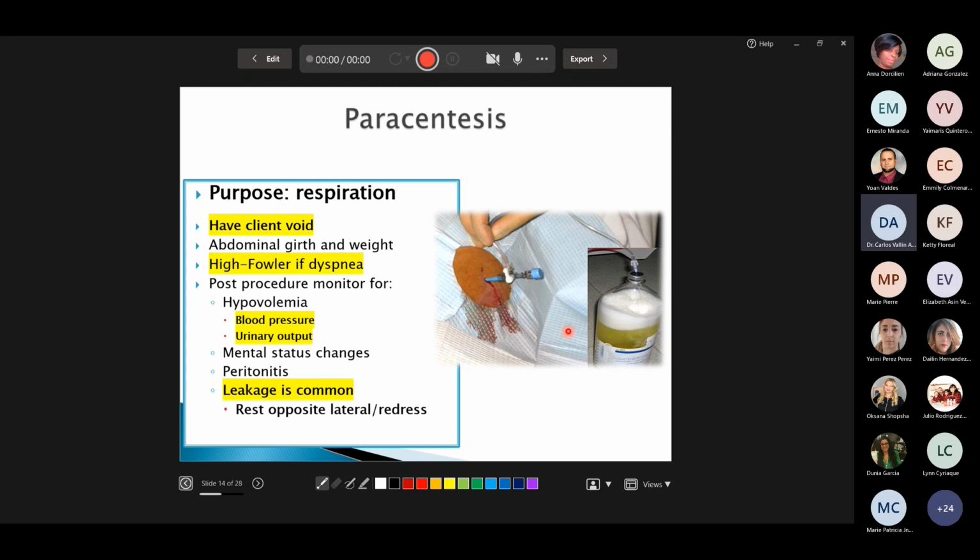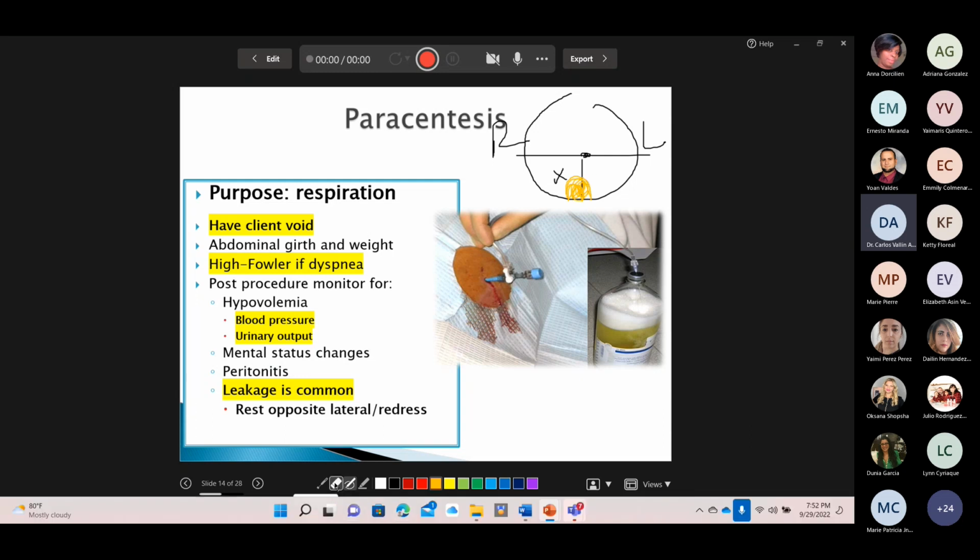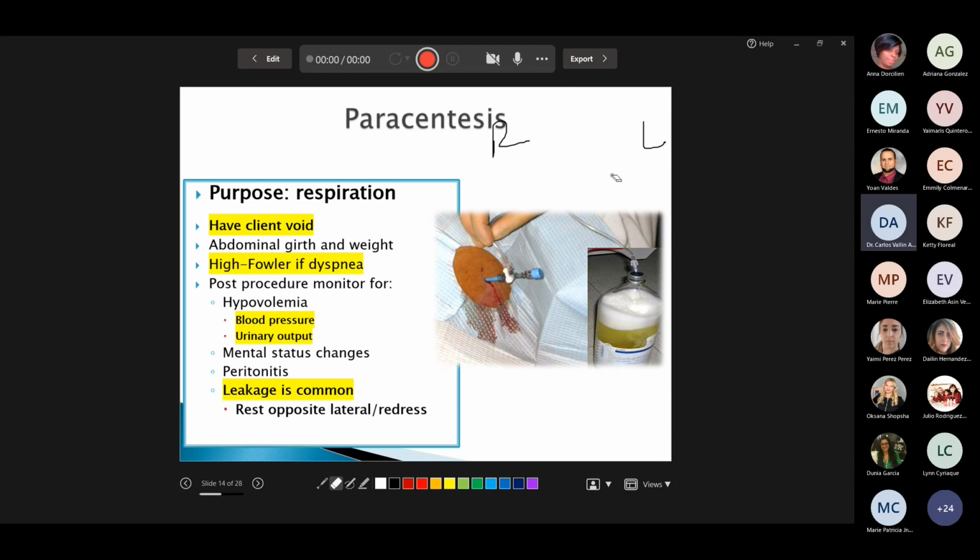Before the paracentesis, it's very important to ask the client to void, because the site in the abdomen where the doctor is going to introduce the needle is near the bladder. If this is the abdomen, this is right, this is left, the doctor is going to enter in this area. And then a distended urinary bladder can be accidentally pierced by the needle that is going to enter there. And this is important. It's a frequent topic.